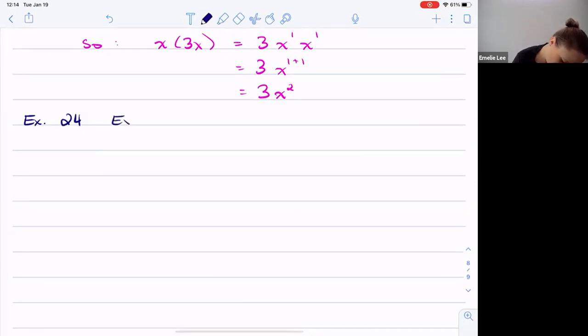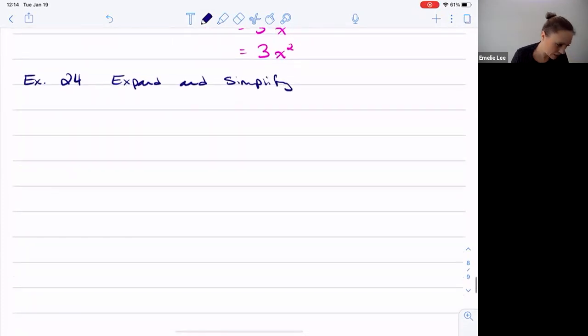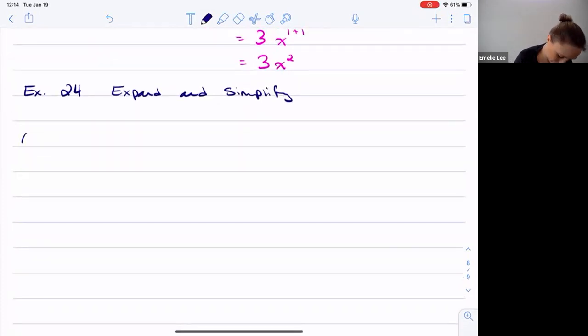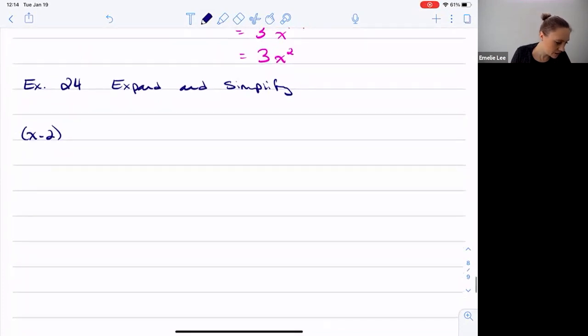So if I want you to expand and simplify. Now, here's a doozy. Make sure you give yourself lots of space on the right-hand side, so kind of smush it up on the left-hand side. So x minus 2 times 2x squared minus 3x minus 4.